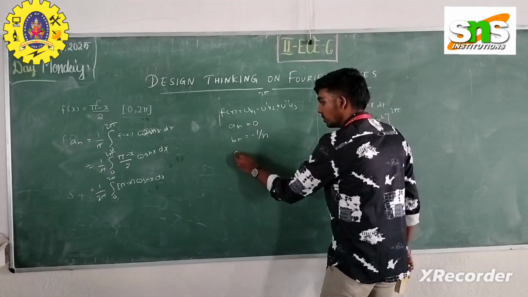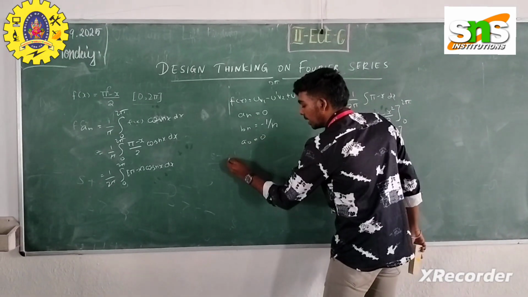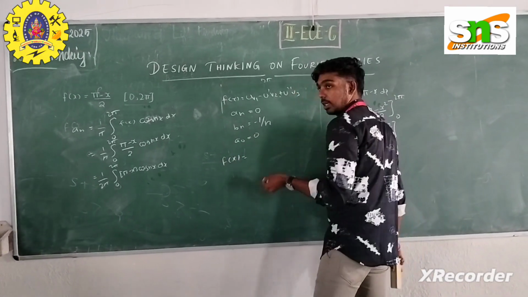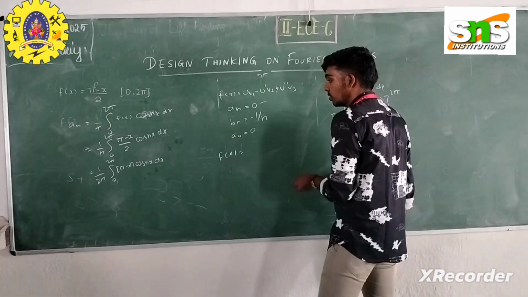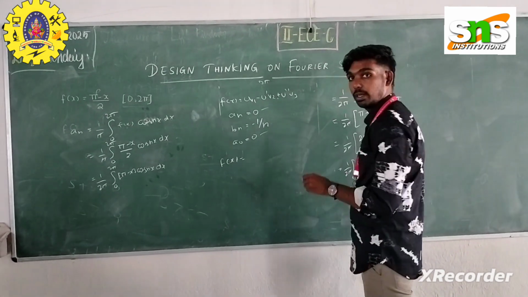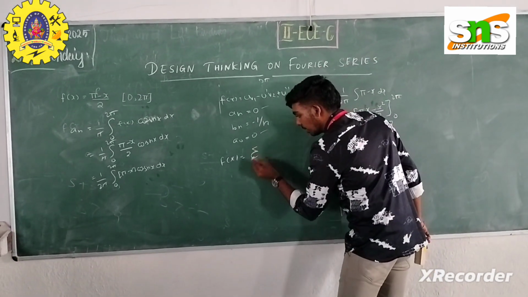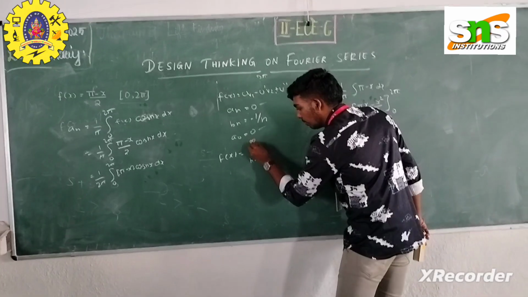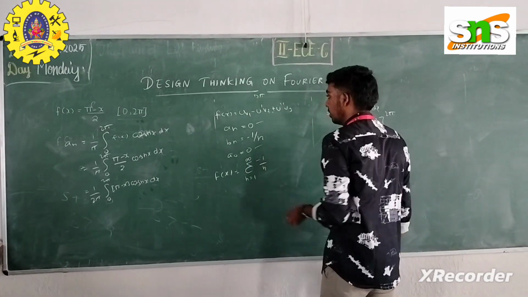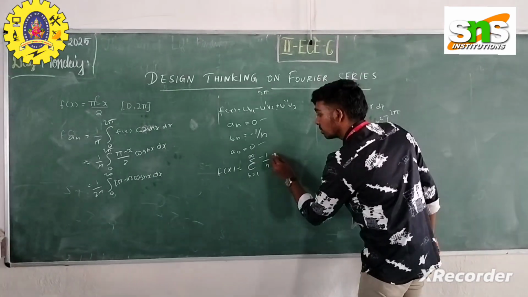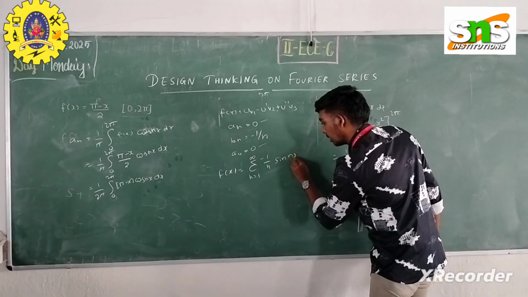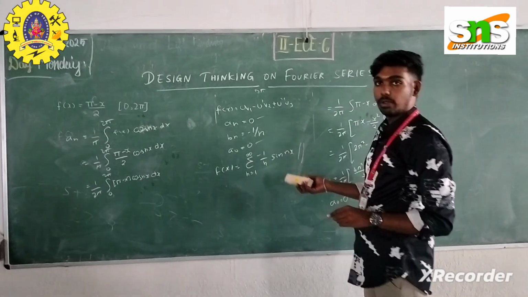So we got the terms a0, an and bn. In the end, we substitute in the formula. Since an is 0, the remaining term is bn, which is substituted as summation n equals 1 to infinity of minus 1 by n times sin nx. This is the Fourier series for the sine wave. Thank you.